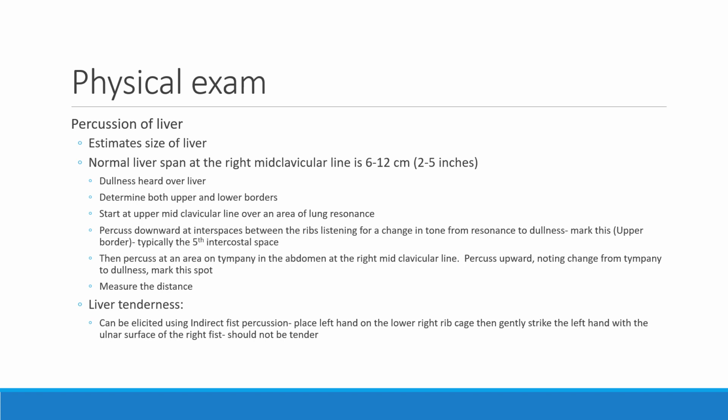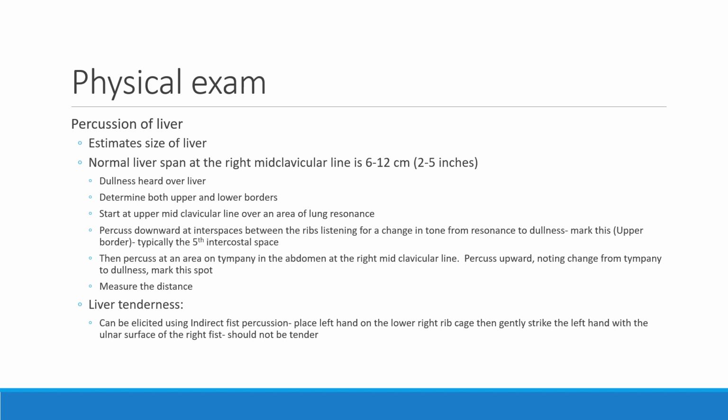Then we want to find the lower border. So we're going to percuss at an area of tympany on the abdomen at the right midclavicular line and percuss upward, noting change from tympany to dullness. And we are going to mark this spot and measure the difference. This will give us our liver span.